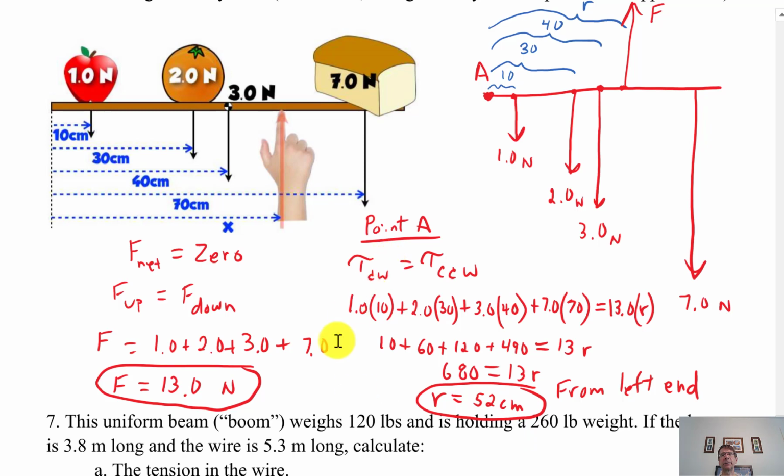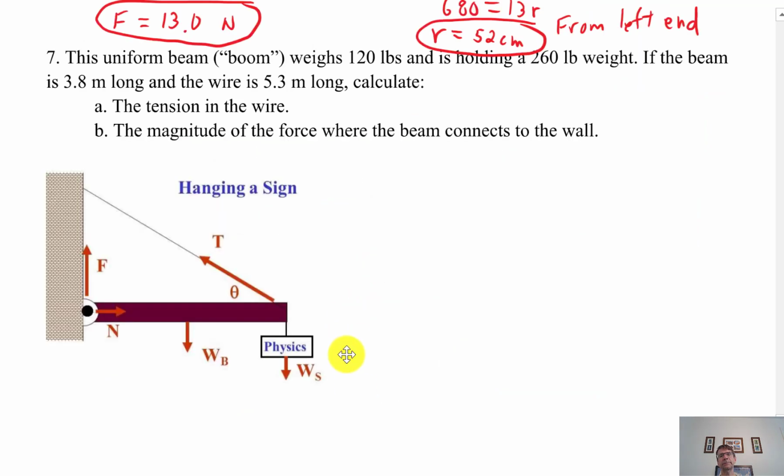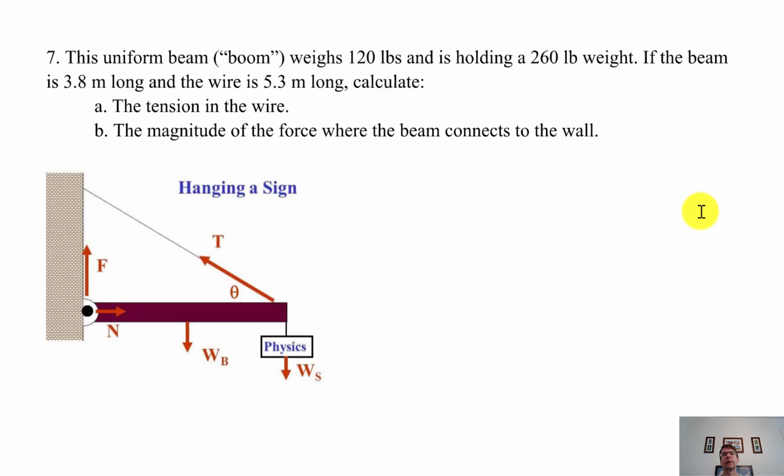Here's a good one. Let's do this one. So what's a little bit different about this one is there's an angle involved. There's a wire holding up a beam. Sometimes they call it a boom. The boom itself weighs 120 pounds. And the weight of this sign, this physics sign, is 260 pounds.